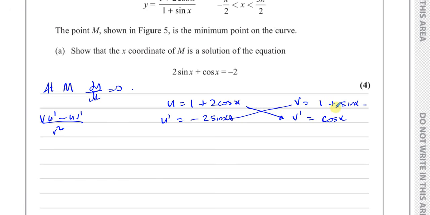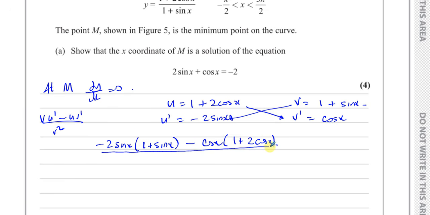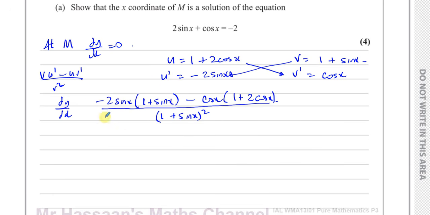So you're going to have to multiply these together. You have minus 2 sine x times 1 plus sine x, take away cosine x times 1 plus 2 cosine x, over v squared, which is 1 plus sine x all squared. So this is dy/dx, and we know that dy/dx equals 0, so this has to equal 0. I'm going to start simplifying this as I make it equal 0.